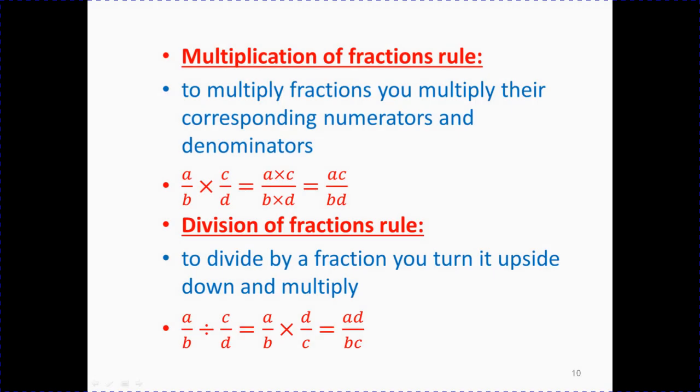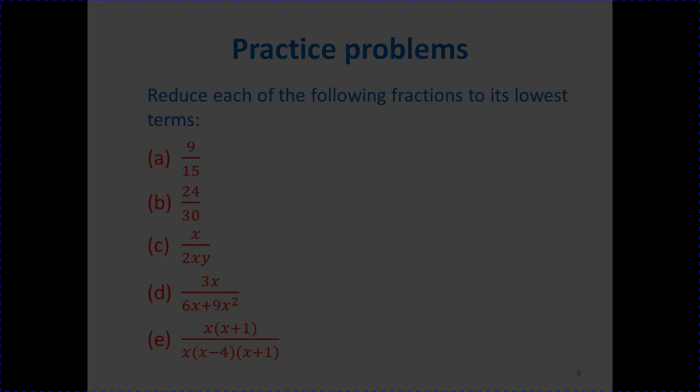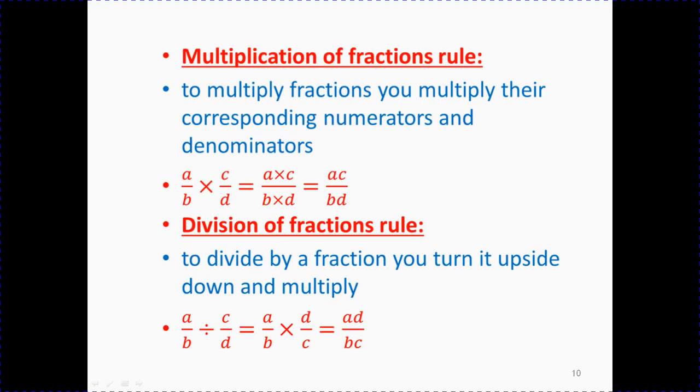Now, let's start discussing fractions. A fraction is any number that can be written in the form a over b, where a is the numerator and b is the denominator. Up is the numerator and down is the denominator. Let's first find the first operation on fractions, which is multiplication of fractions.